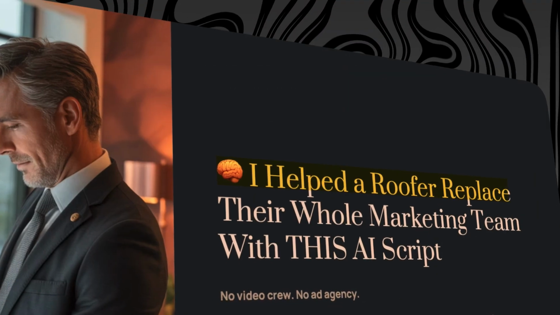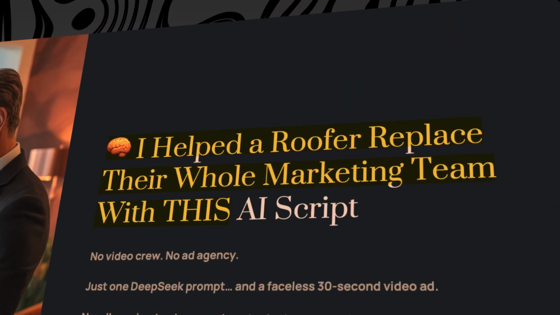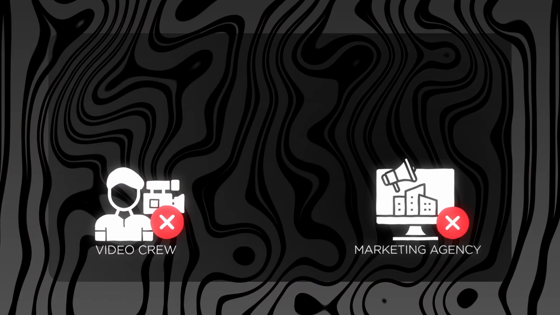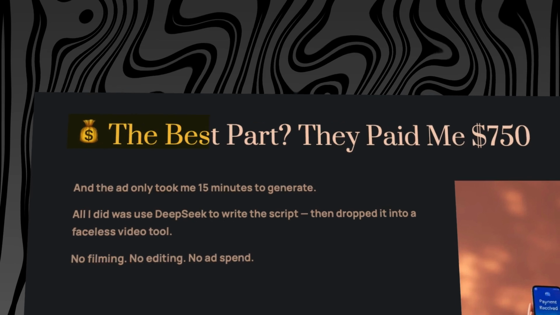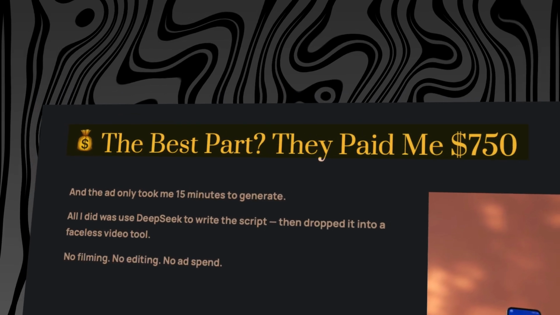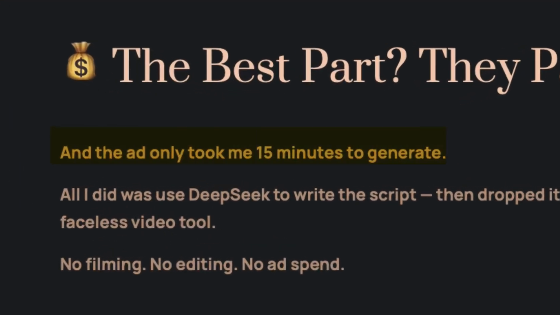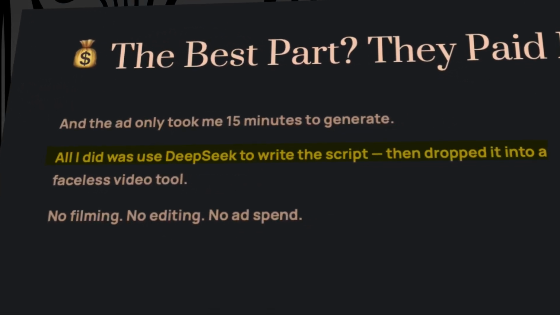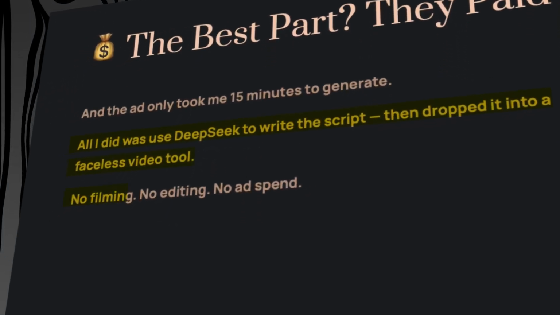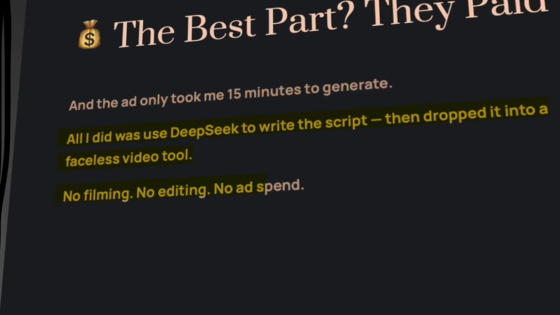So today I want to share with you guys how I helped a roofer replace their entire marketing team with this AI script. No video crew, no ad agency, just one DeepSeek prompt and a faceless 30-second video ad. And I'm going to show you how you can go out and do the same thing. And the best part about this is that they paid me $750 and the ad only took 15 minutes to generate. And all I did was use DeepSeek to write the script, and then I dropped it into a faceless video tool. No filming, no editing, no ad spend.